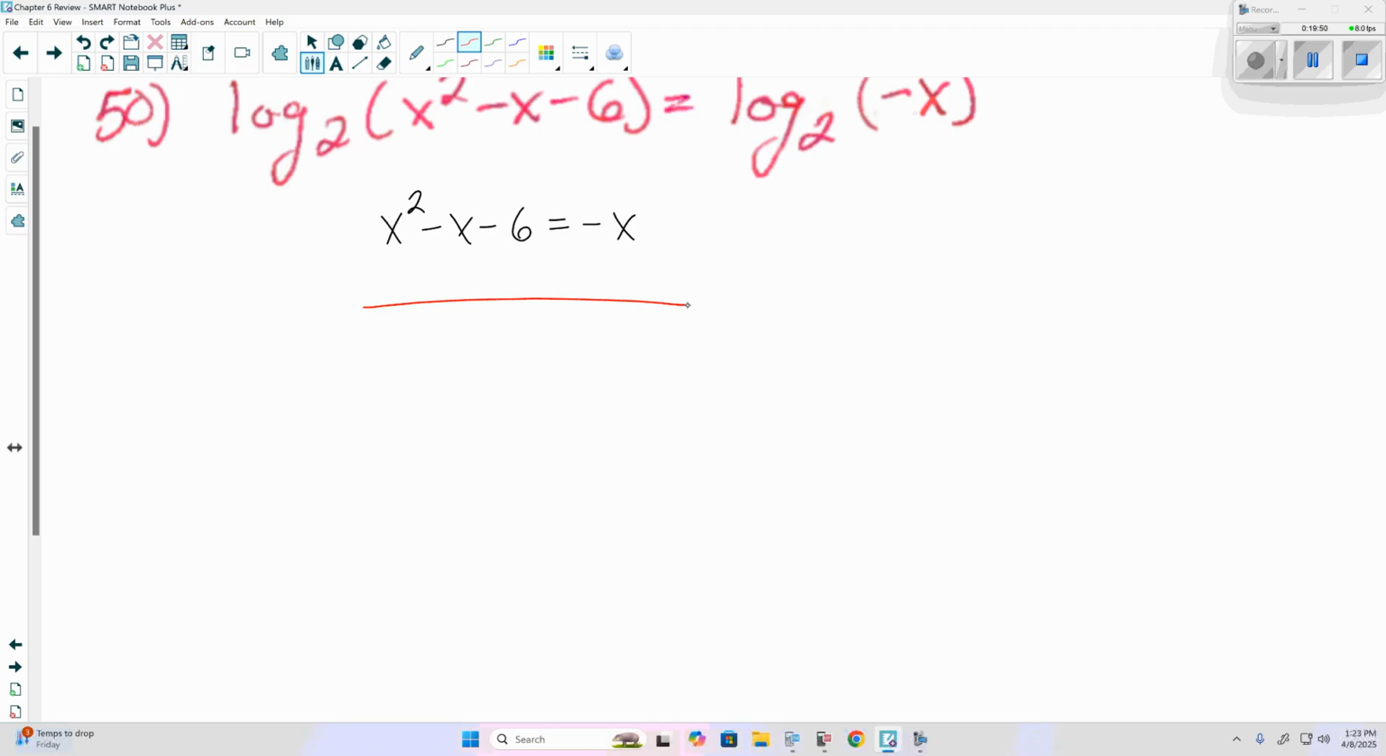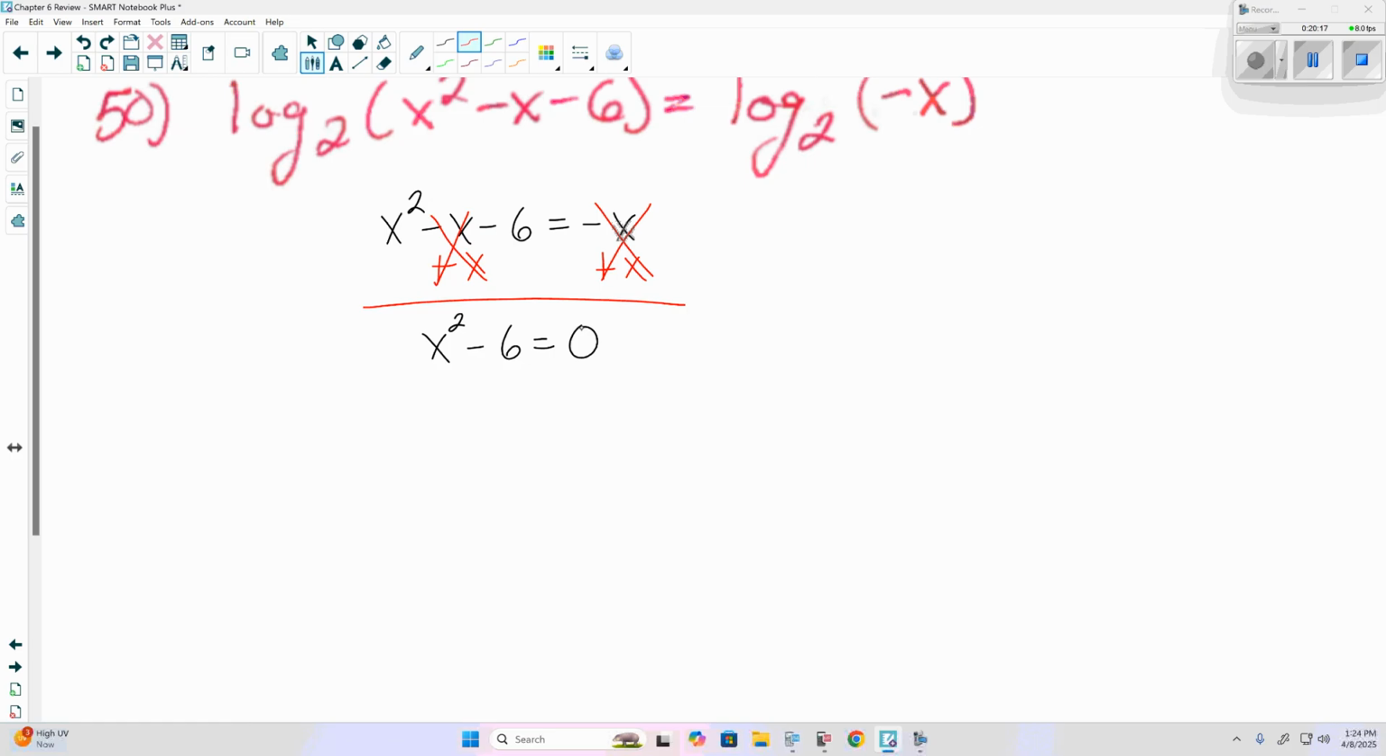Here we do have an x squared term, so we need to get this equation equal to 0. We can do that by adding x to both sides. Those two will cancel, telling us x squared minus 6 is equal to 0. At this point, we can try to factor. It's not going to factor. I can tell you that right now.